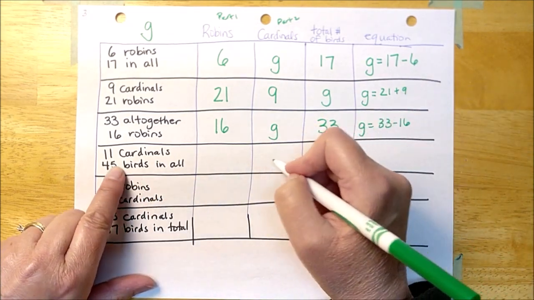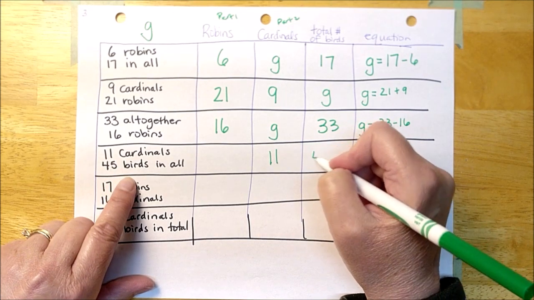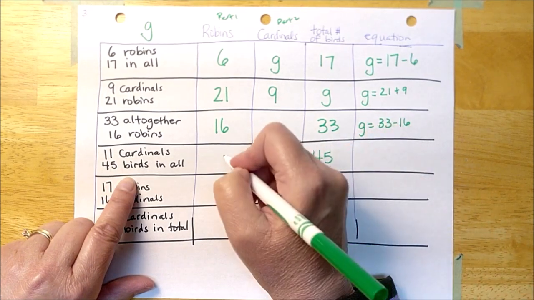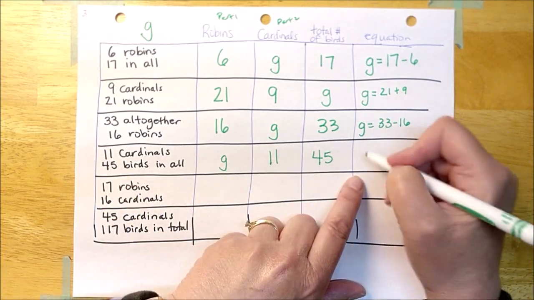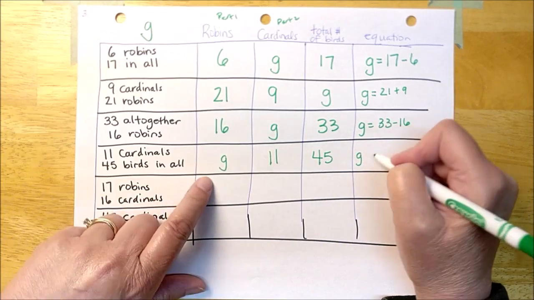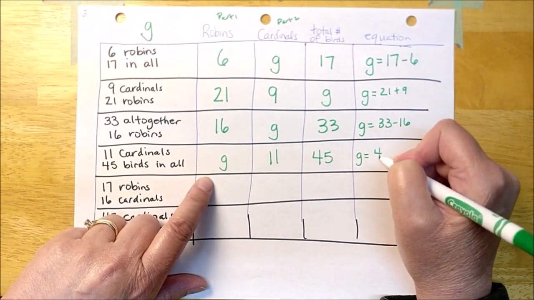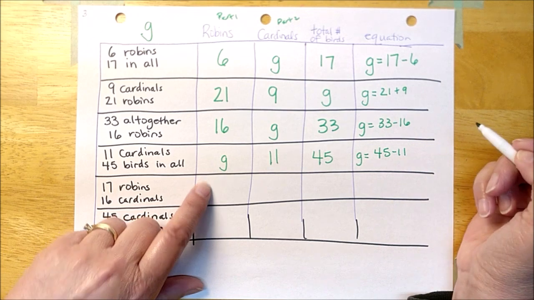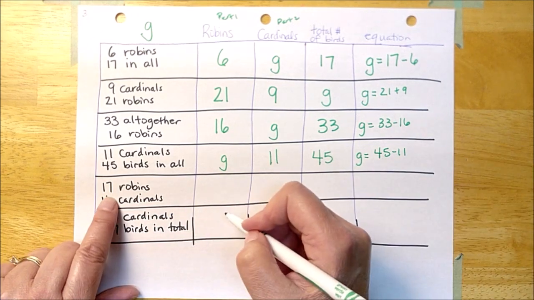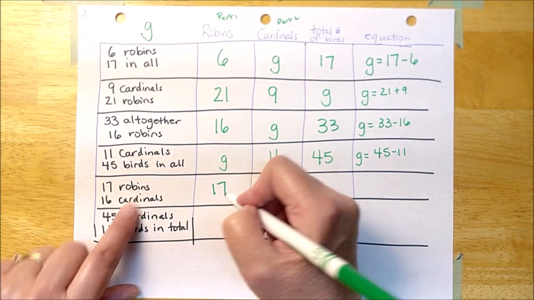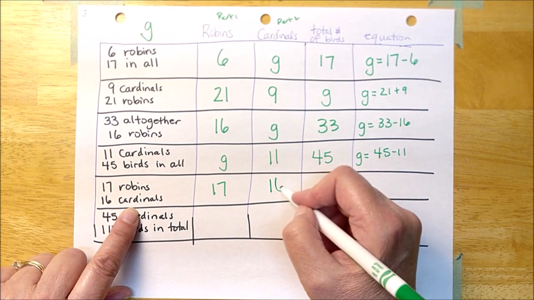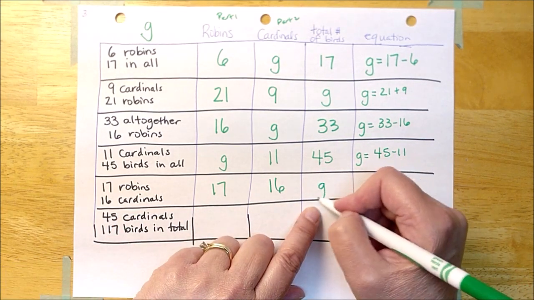I know that I have 11 cardinals and there are 45 birds in all, so that means I don't know how many robins I have. So that would be part 1. So G would be 45 minus 11. Here I have 17 robins and 16 cardinals. So that means I don't know how many I have altogether.